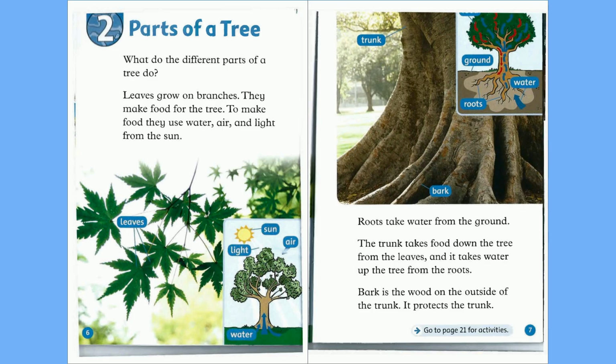Roots take water from the ground. The trunk takes food down the tree from the leaves, and it takes water up the tree from the roots. Bark is the wood on the outside of the trunk. It protects the trunk.